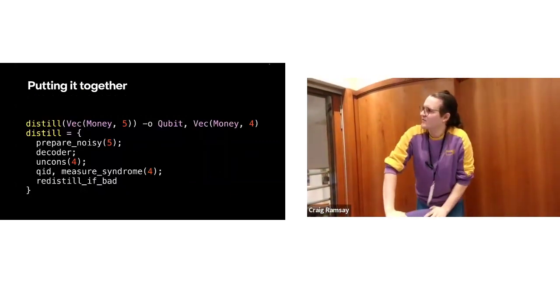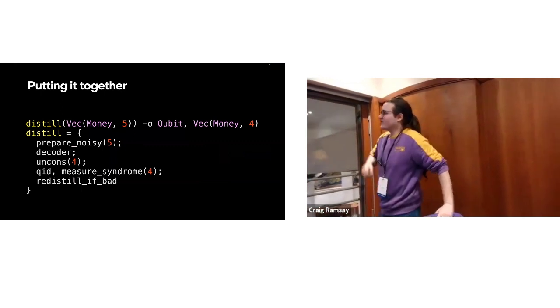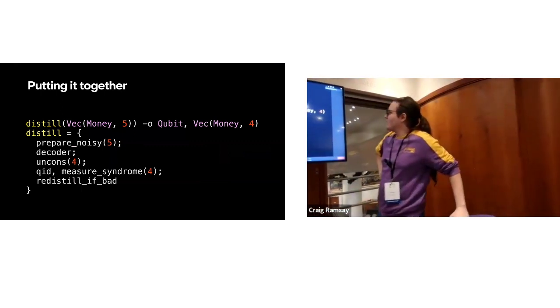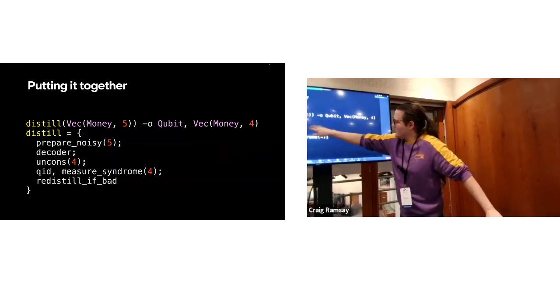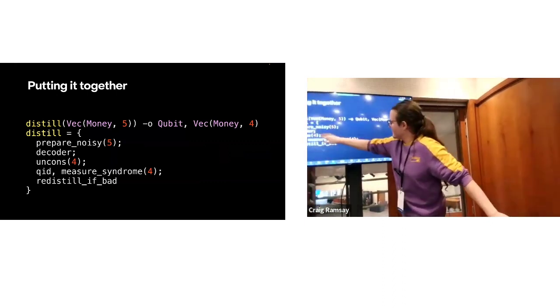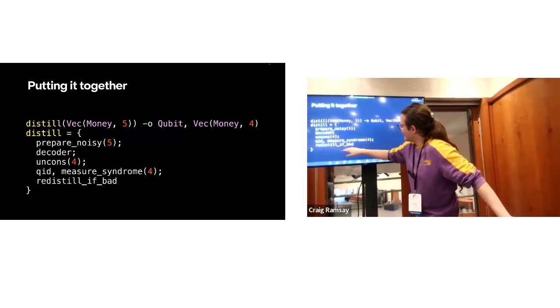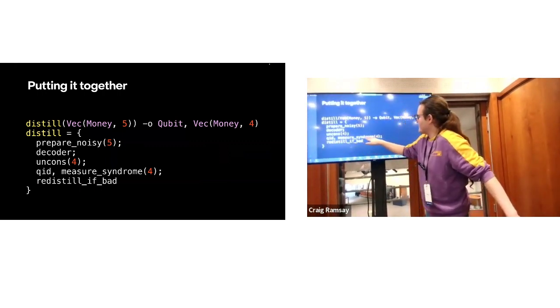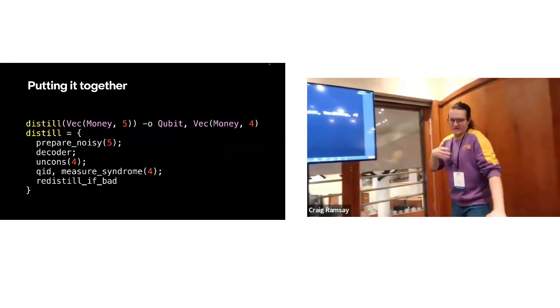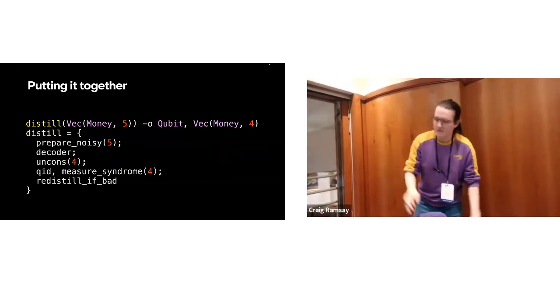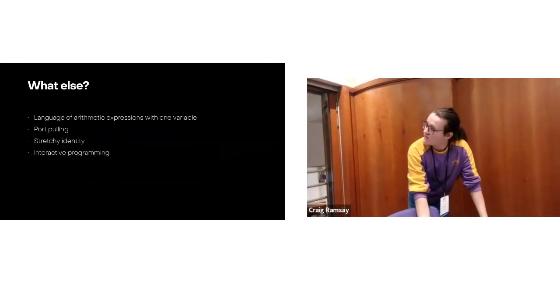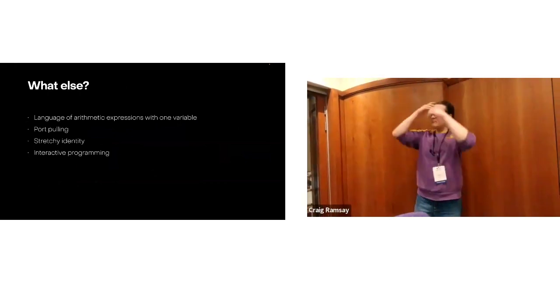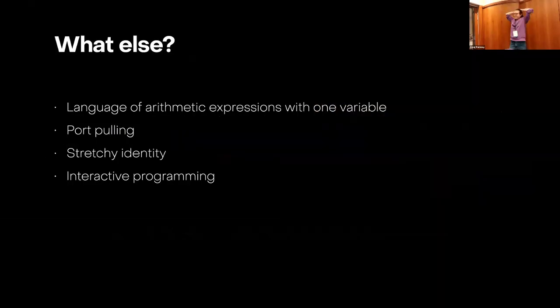Yeah, and then this is the body of the function. This is just putting all the different parts together. We have some money, we make some noisy states, we run the decoder, we're doing uncons, it's a bit of a hack, passing 1 thing through, and the rest we're measuring the syndrome, giving back some money and a bit to say whether we're done or whether we should keep going. That should be it for the example. There are things going on that I didn't talk about.